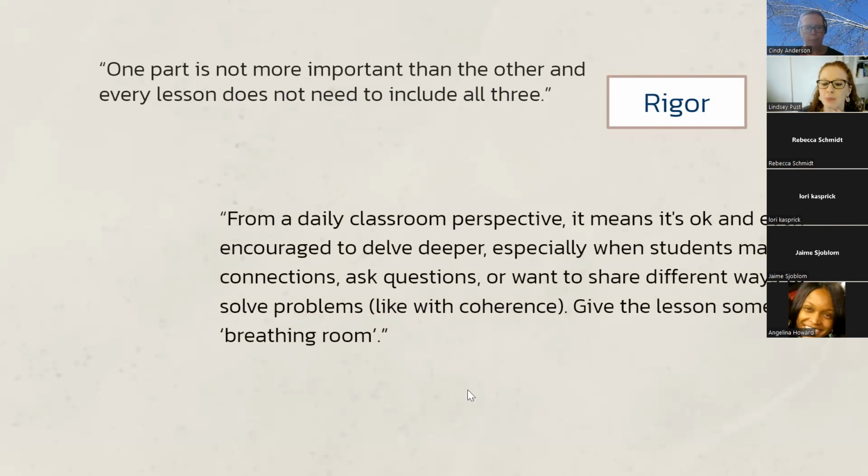From a daily classroom perspective, it means it's okay and even encouraged to delve deeper, especially when students make connections, ask questions, or want to share different ways to solve problems, like with coherence. Give the lesson some breathing room. Focus, coherence, or rigor? What one do we think?